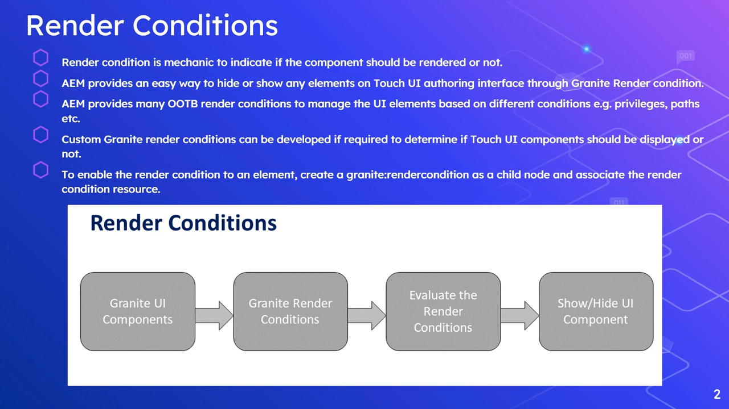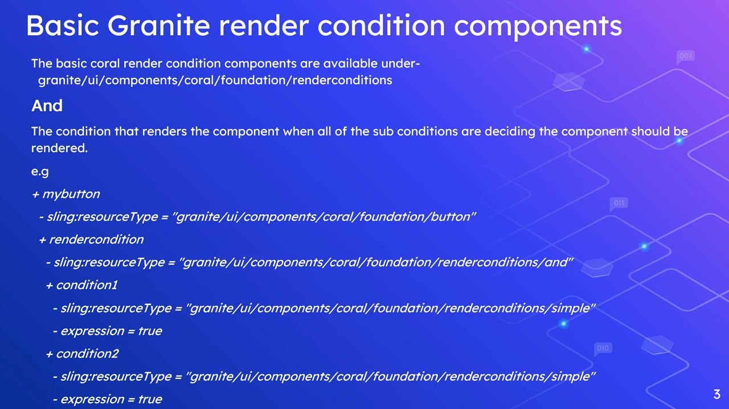A typical example would be rendering a submit button based on whether the current user has the privilege to create or modify a resource. If the user has the specific privilege, display the submit button, or else hide it. The actual decision-making logic for the render conditions is pluggable. Now AEM is enabled with some basic render condition components, available under this path: libs/granite/ui/components/coral/foundation/renderconditions.